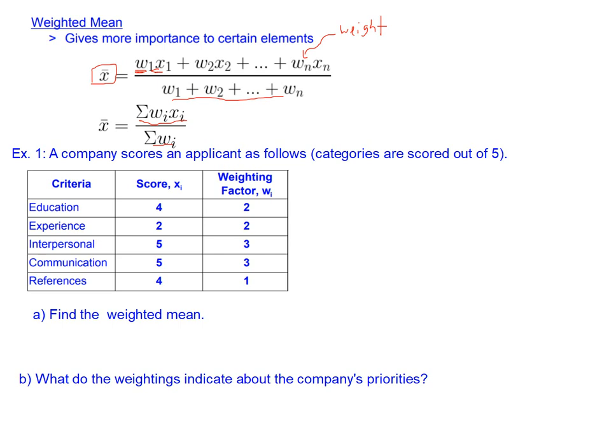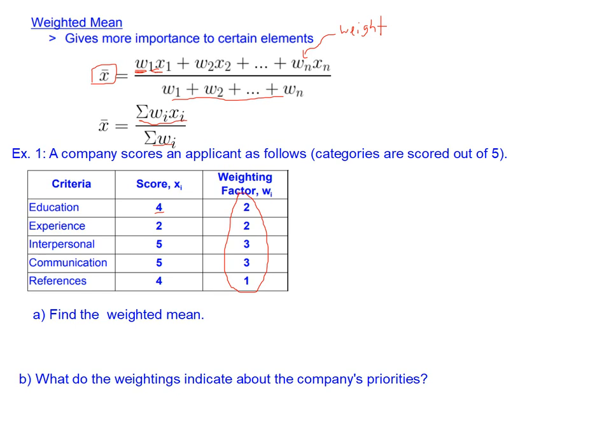Let's look at an example here to give you an idea of how this works. So here we have a company. They score applicants on the following scale. They use categories that are scored out of 5, and they look at 5 different criteria, and each one of those criteria has a weighting. So the weightings are here. Now somebody needs to decide what those weightings are, and this company has decided that these are the weightings. These are the scores that a certain applicant received. So for example, this applicant received a 4 in education, and the education has a weight of 2.